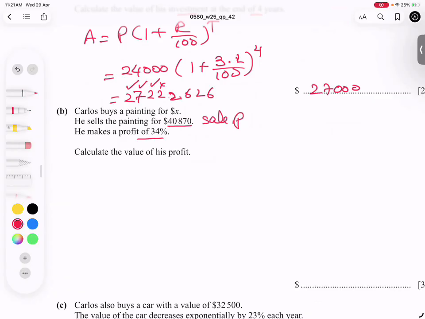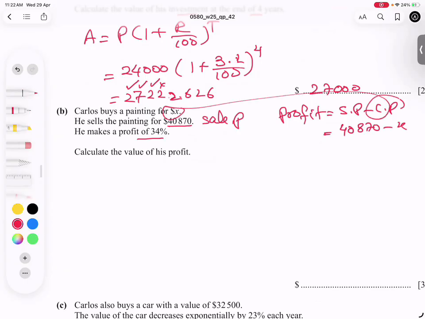And profit 34%. So value of the profit. So what is the method, students? From sale price, if I subtract X, what is a profit? How to get a profit, students? Profit is basically sale price minus cost price. Sale price of 40870 minus X, because cost price is X.